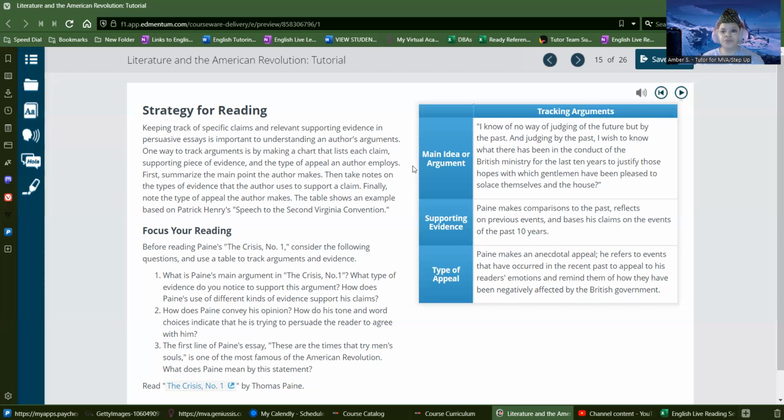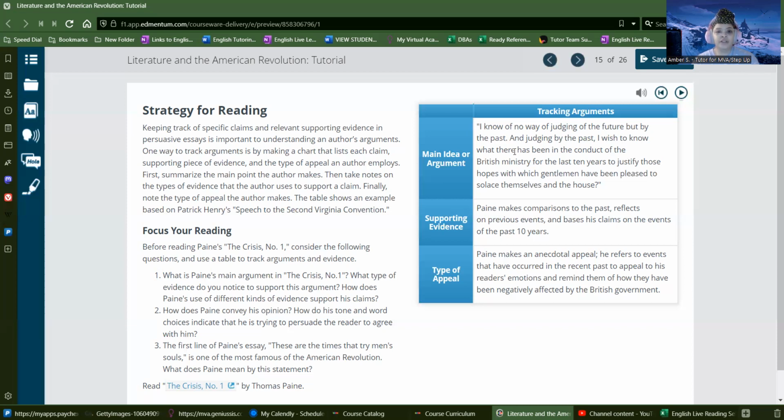So it's important to take note of which arguments are being made and the types of evidence that are being used. Are they giving you an anecdote? Are they giving you statistics, which are numbers? Are they giving you facts? Like, did you do your research? And there are other types of evidence as well.